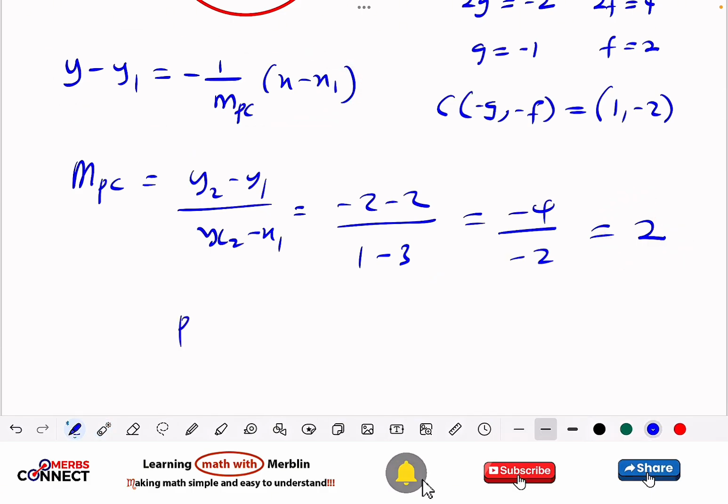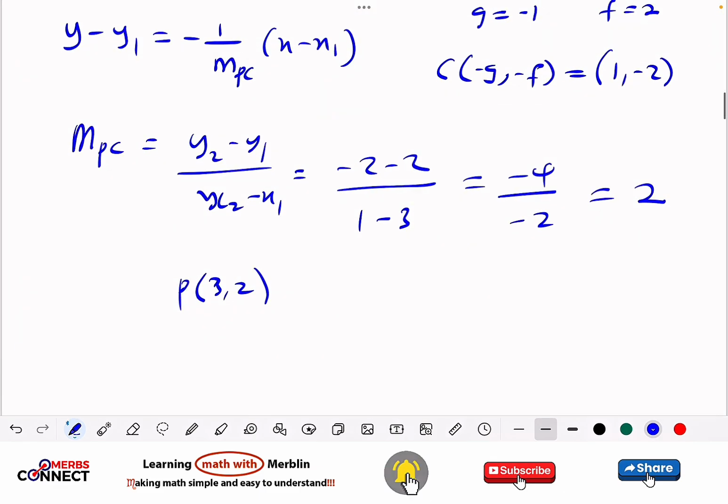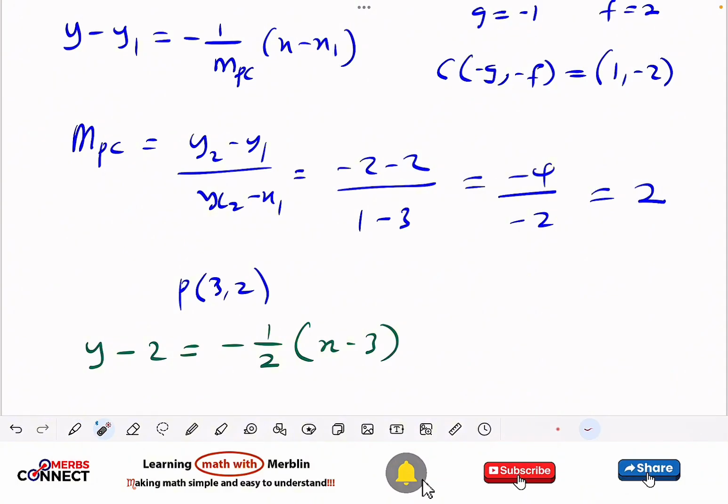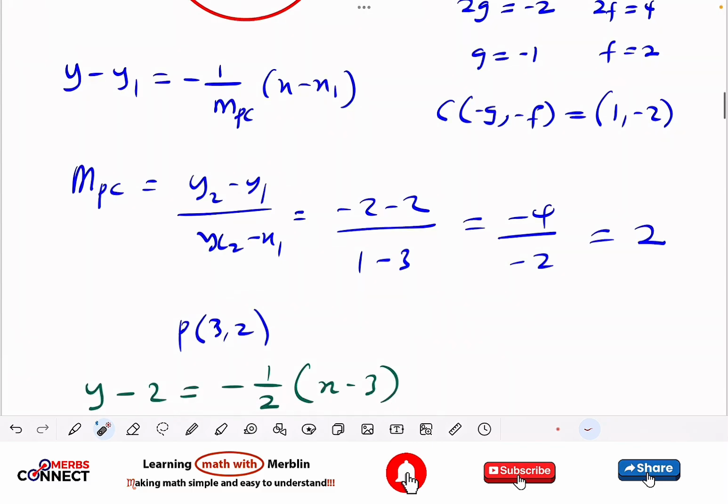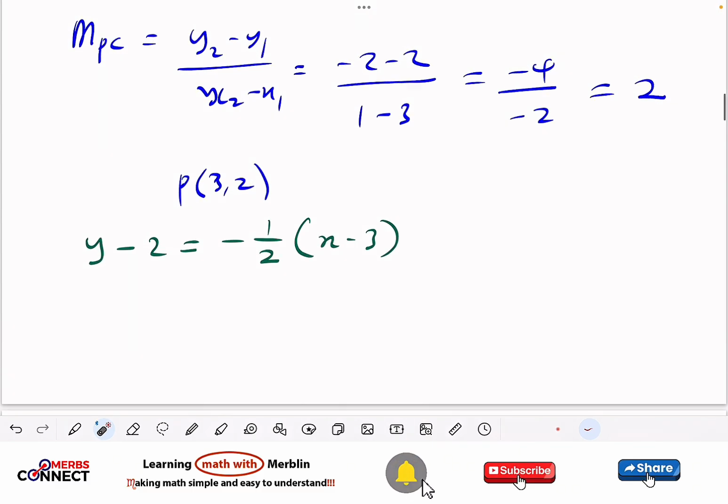So the point is 3 and 2. Is that right? So now the equation of the tangent is going to be y minus 2 equals minus 1 divided by 2, times x minus 3. So even without finding the slope, you could have substituted the point inside too. So now let's try and simplify this.